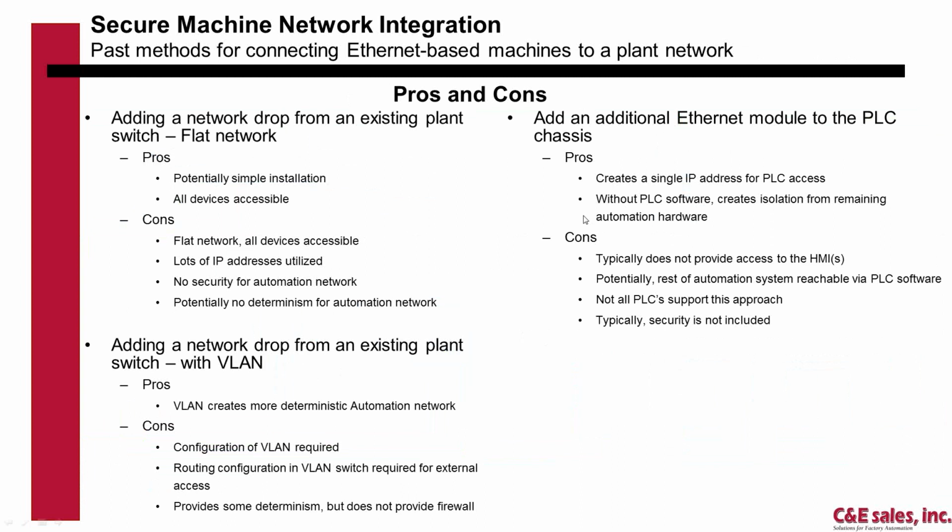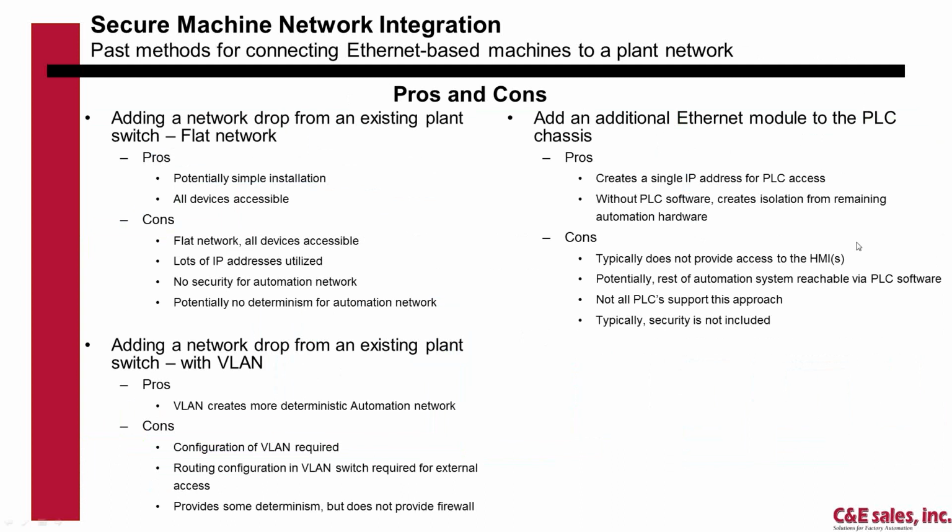Third approach, adding an Ethernet module to the PLC. It does create a single IP address for PLC access. And now, without PLC software, it's unlikely that our PLC could be essentially hacked or modified. That's a pro. The con here is that it typically does not provide access to the HMI. We could put the HMI over on that network, but usually that doesn't happen.